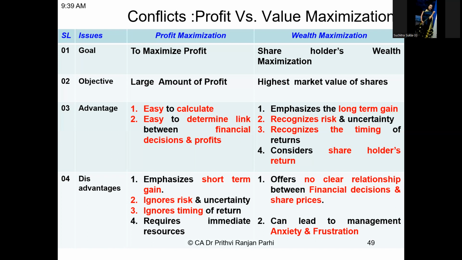Fine. The wealth maximization objective has some advantages. It emphasizes long-term gain. It recognizes the risk and uncertainty. It also recognizes the timing of the return. It considers shareholders' return. The profit maximization objective does not emphasize the long term. It ignores risk, ignores timing, and it requires immediate resources to maximize profit. So this is the comparison between profit maximization and wealth maximization objectives.